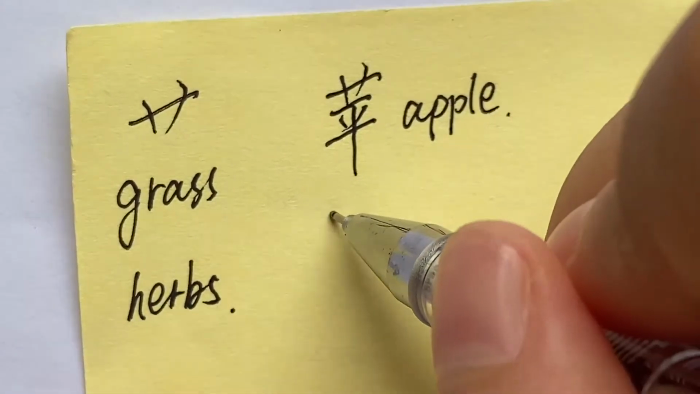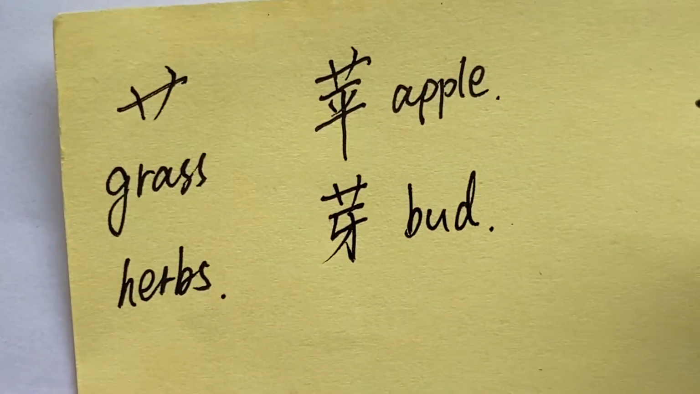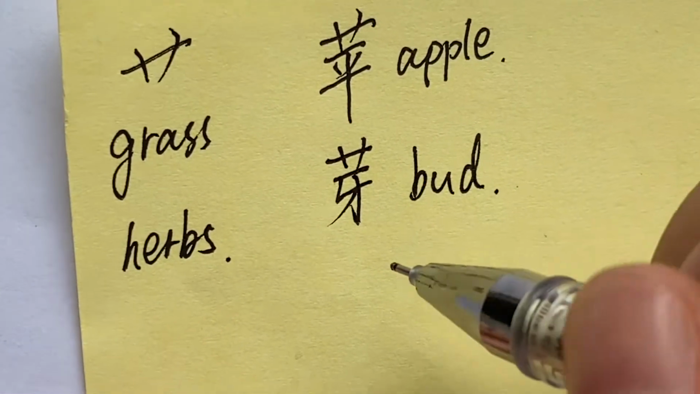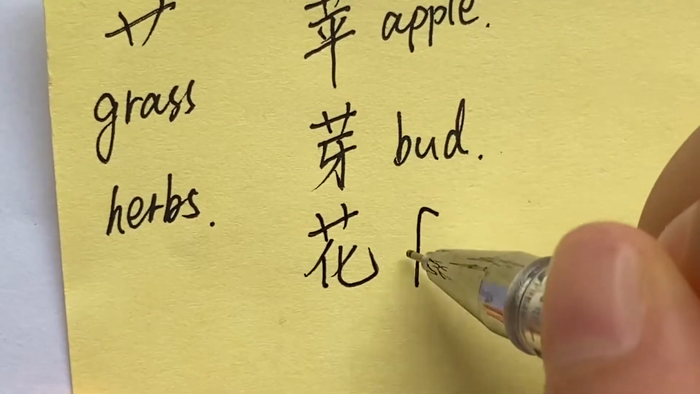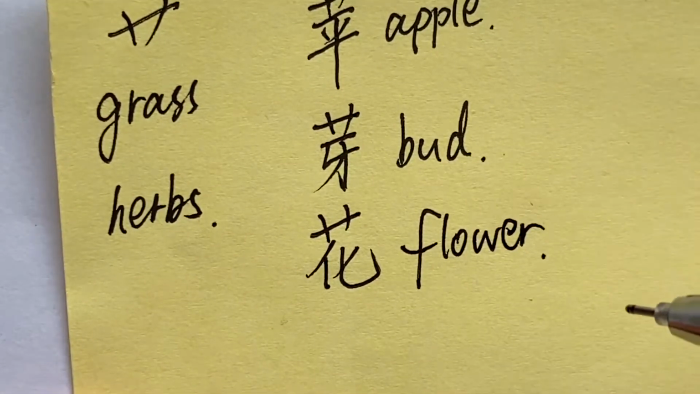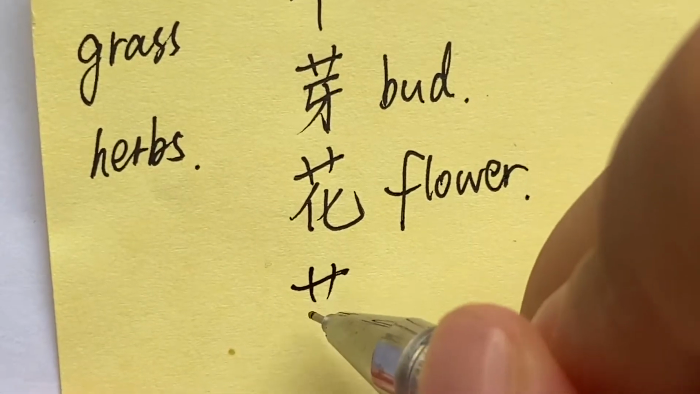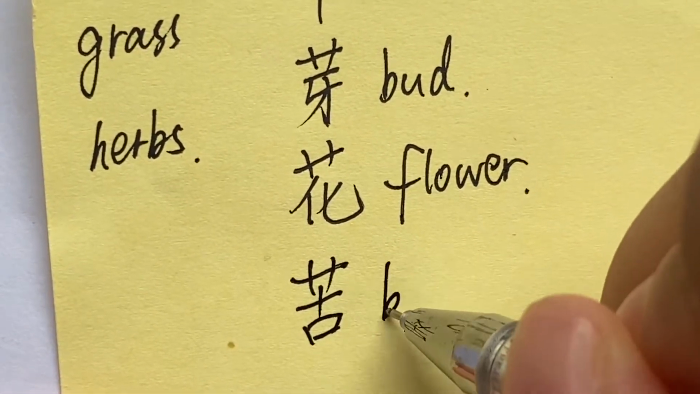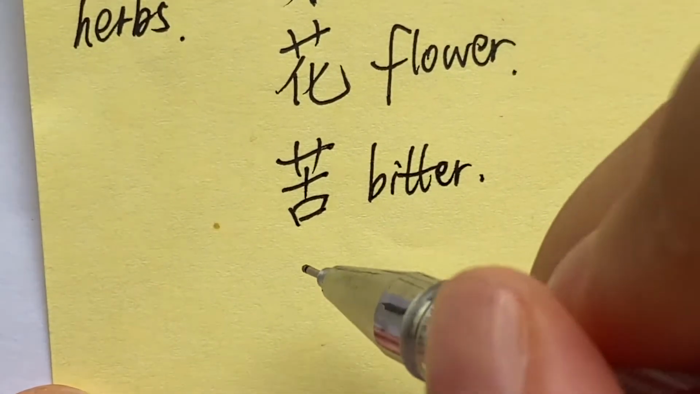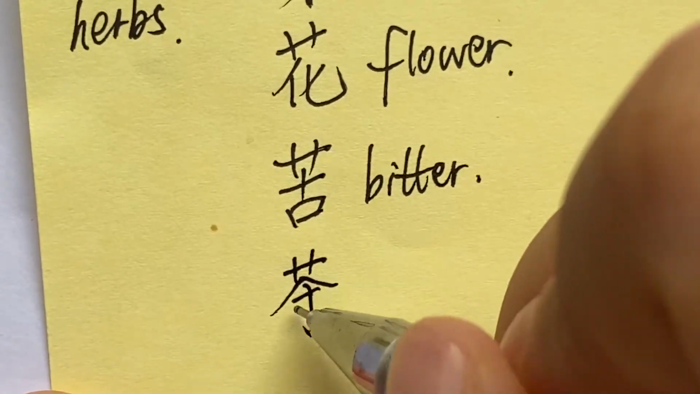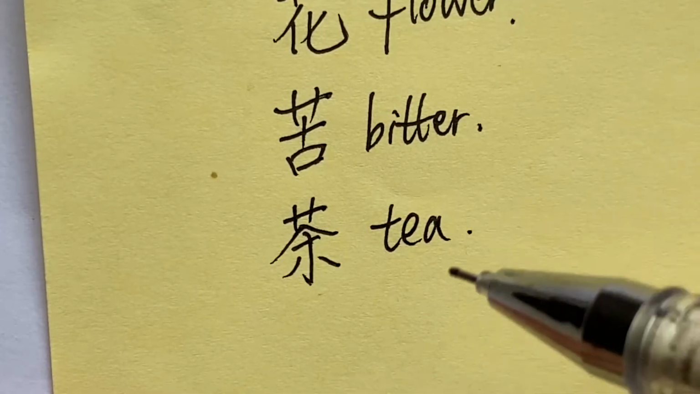Bud, 芽. Flower, 花. Bitter, 苦. Cha, tea. Medicine, 药.